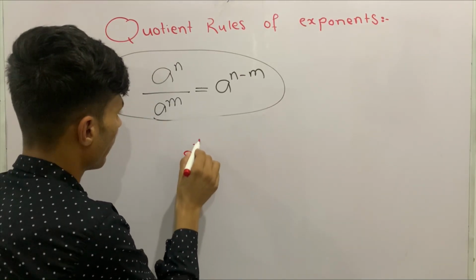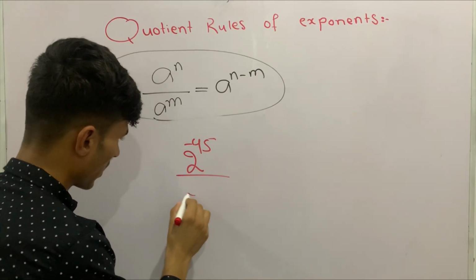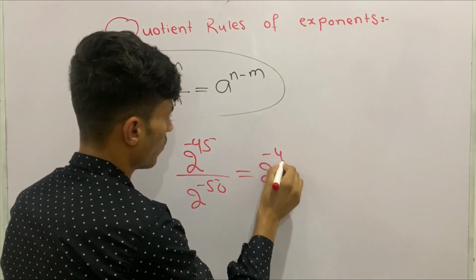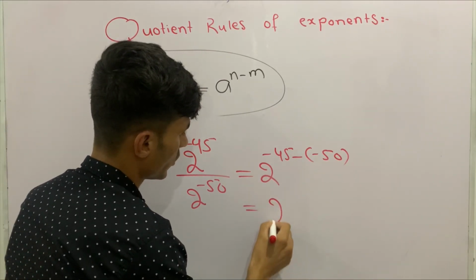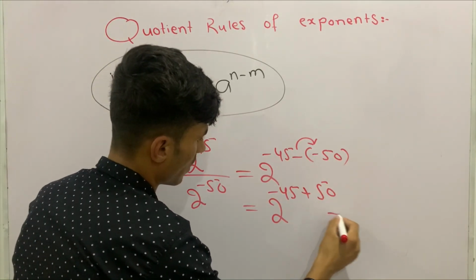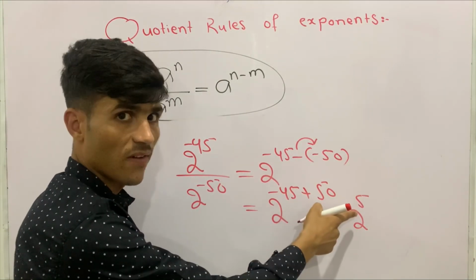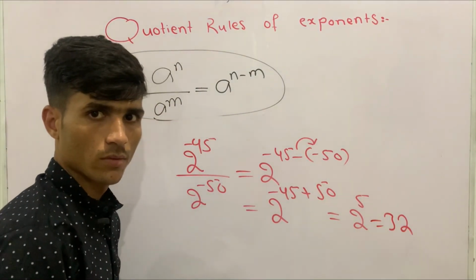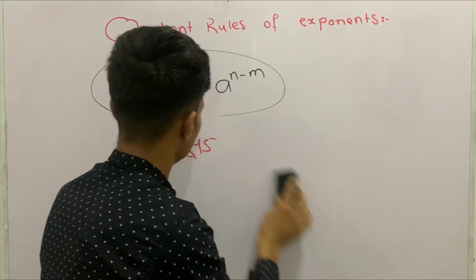So 2 to the negative 45 divided by 2 to the negative 50, right? So keeping the same base, which is 2, negative 45 minus negative 50, right? So this equals 2 to the negative 45, minus into minus becomes plus 50. 2 to the power of negative 45 plus 50 becomes 5, okay, positive 5. So 2 to the 5 becomes 32.